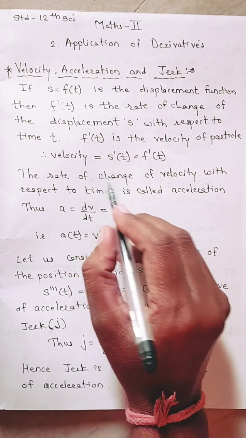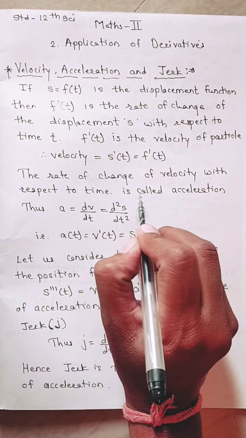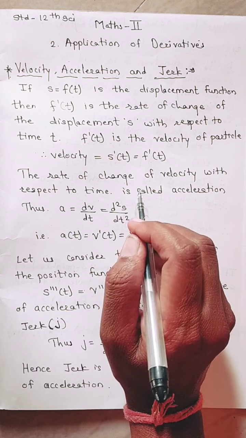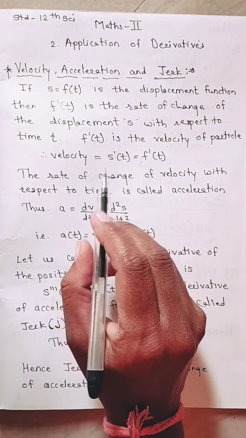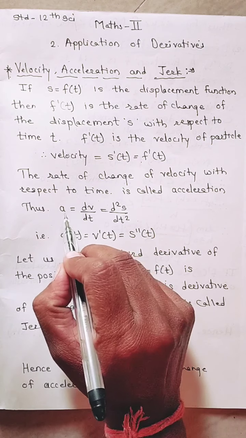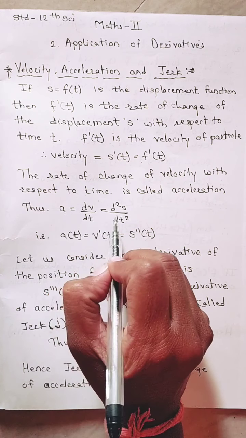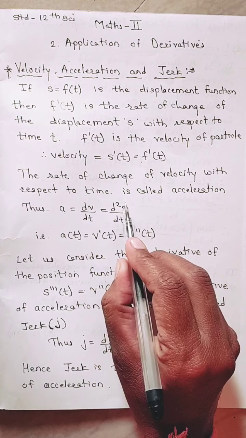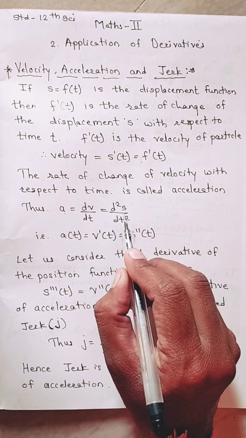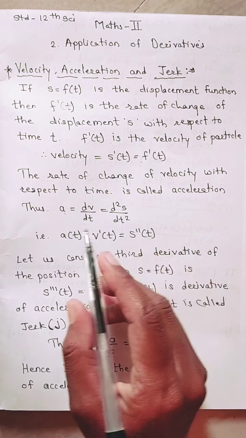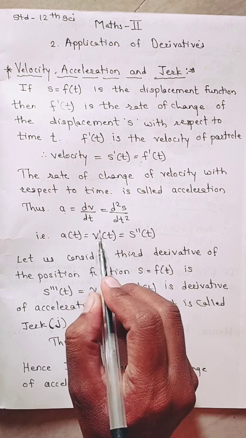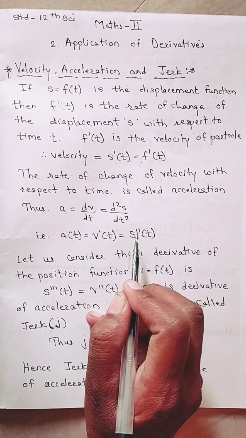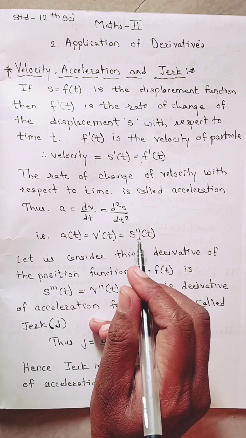We know that the rate of change of velocity with respect to time is called acceleration. Therefore, differentiating this velocity equation with respect to time, we get the acceleration. Therefore, a = dv/dt, which is the second derivative of displacement, that is d²s/dt². Therefore, acceleration is equal to v'(t), which is equal to s''(t), the second derivative of displacement.